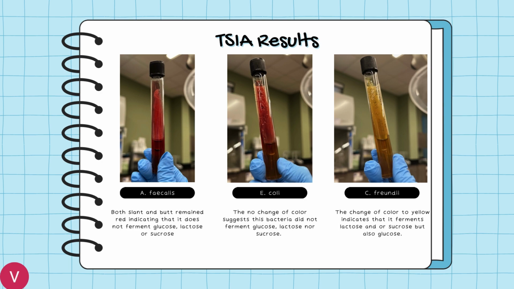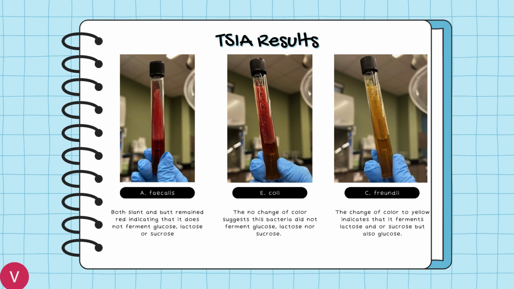These are our results for the TSIA medium. For A. faecalis, both slant and butt remained red, which indicates that it does not ferment glucose, lactose, or sucrose. E. coli also had no change in color, suggesting that this bacteria also did not ferment glucose, lactose, nor sucrose. And then for our C. freundii, the change of color to yellow indicates that it does ferment lactose and/or sucrose, but also glucose.